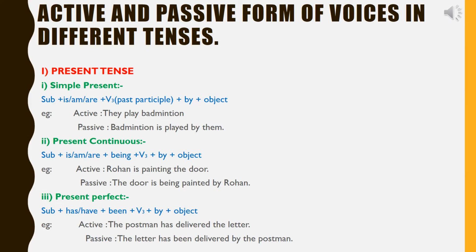Next is present perfect tense. Here the formula for passive voice is subject plus has/have plus been plus V3 plus by plus object. Here the example is the postman has delivered the letter. This sentence is in present perfect tense in active voice. We will convert it into same tense in passive voice. The letter has been delivered by the postman.